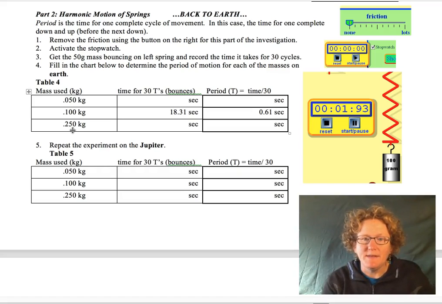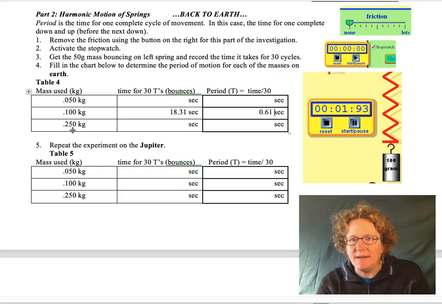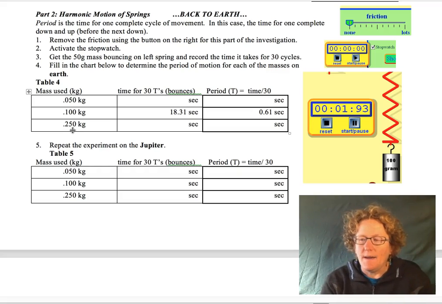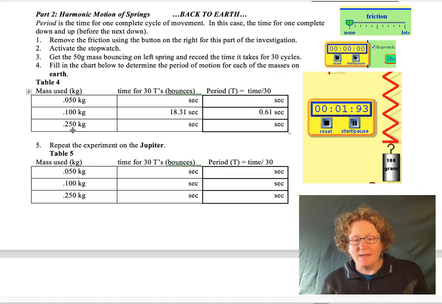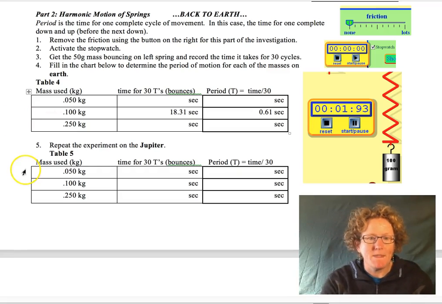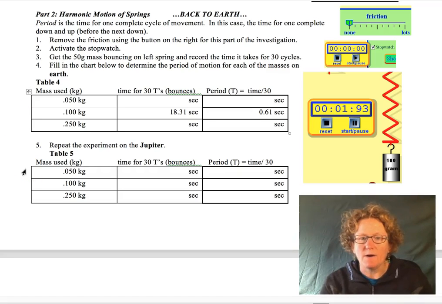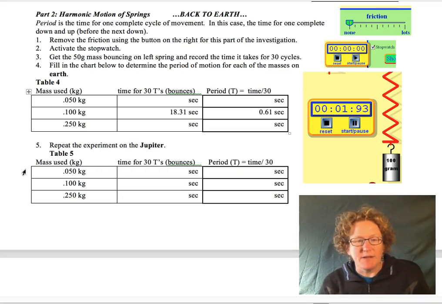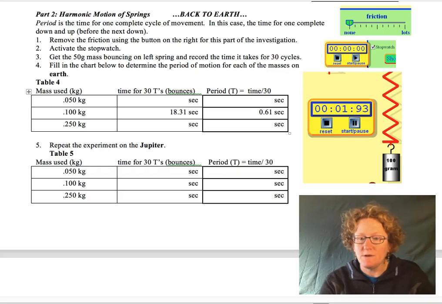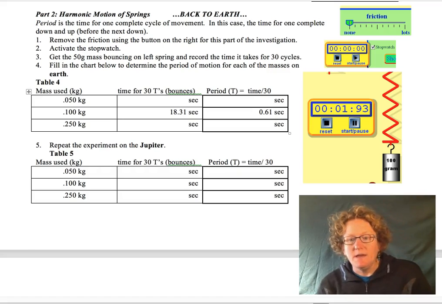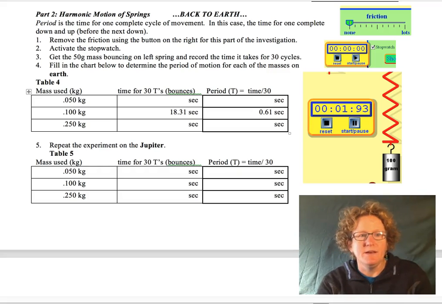We're going to repeat the exact same experiment on Jupiter. So remember, when you go to a different planet, there's a different force of gravity. There's a different acceleration due to the gravitational force of that planet because there are different masses at different planets. So let's go see how our same spring bounces on the planet Jupiter, which is one good thing you can do in a simulation, because generally you can't go to Jupiter to do your science experiments.